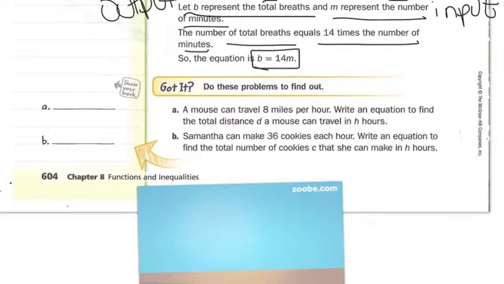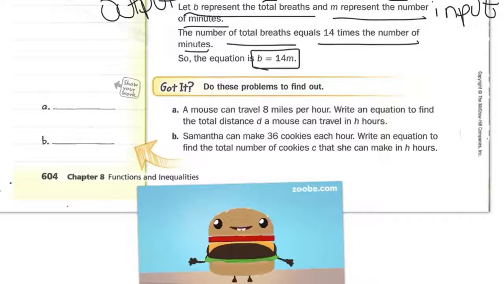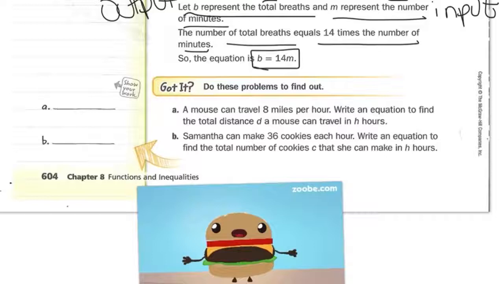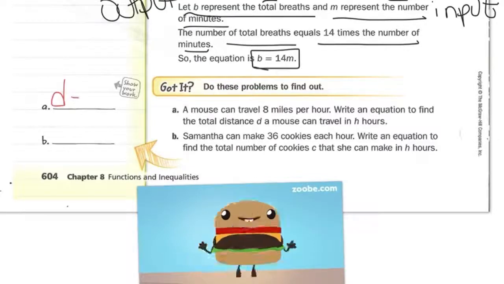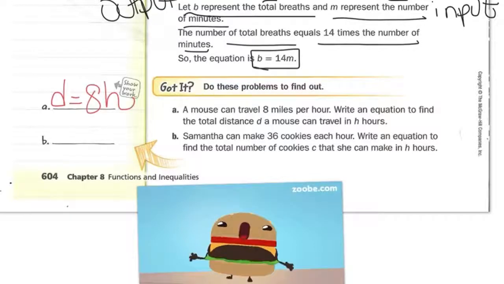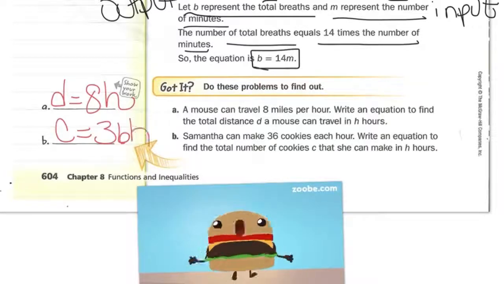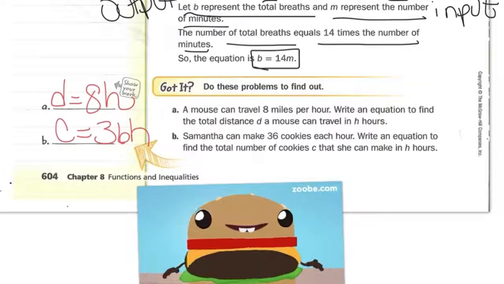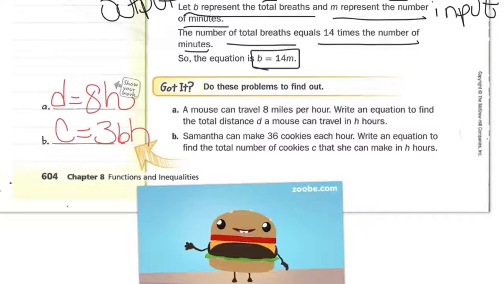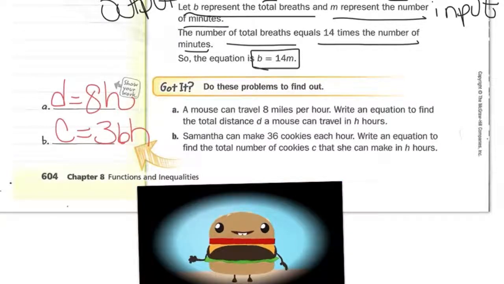Okay, let's check those answers. Your answer for A should have been D equals 8H. For B, it should have been C equals 36H. If you didn't get those correct, please ask your teacher for a little more help. Okay, good job. Go ahead and go to the next page.